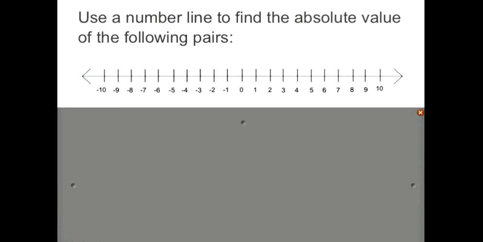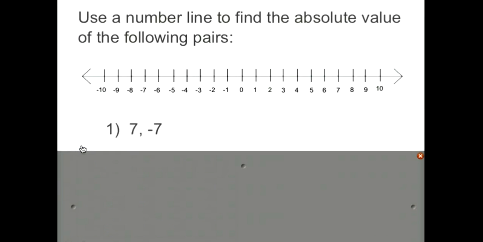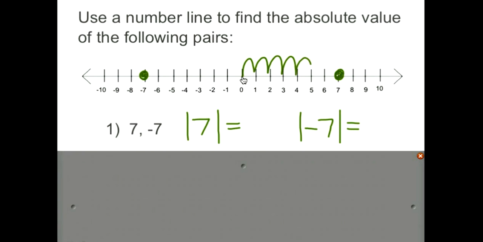So we're going to use the number line now to find the absolute value of the following pairs. The first pair is 7 and -7. So we're going to find the absolute value of 7 and the absolute value of -7. So if I put -7 and 7 onto my number line, how far away are we from 0? So how many spots are we away? We are 7 spots away from 0, so the absolute value of 7 is 7.